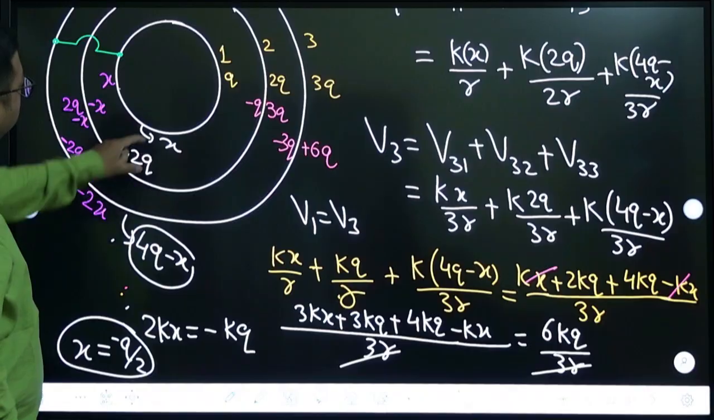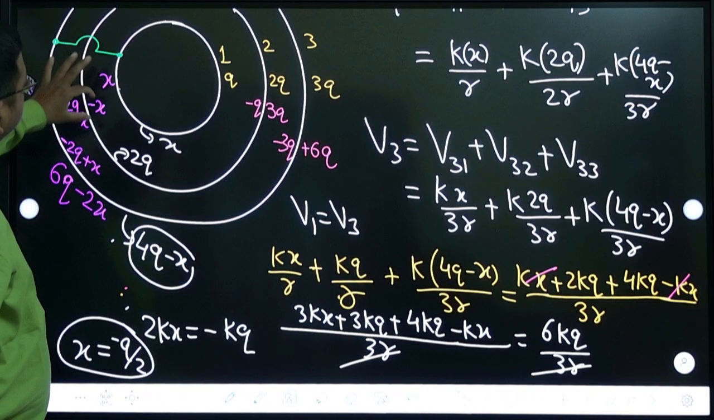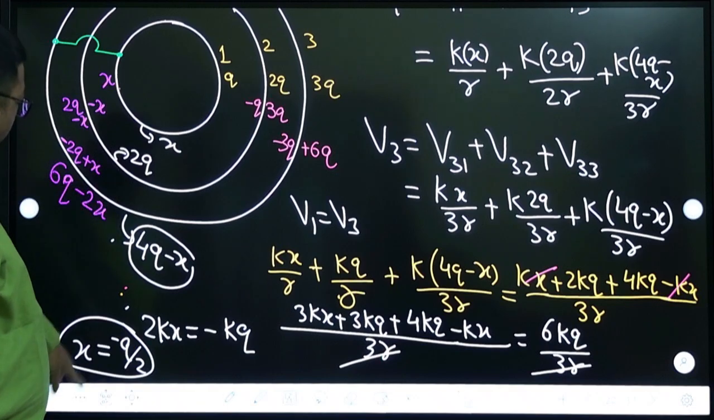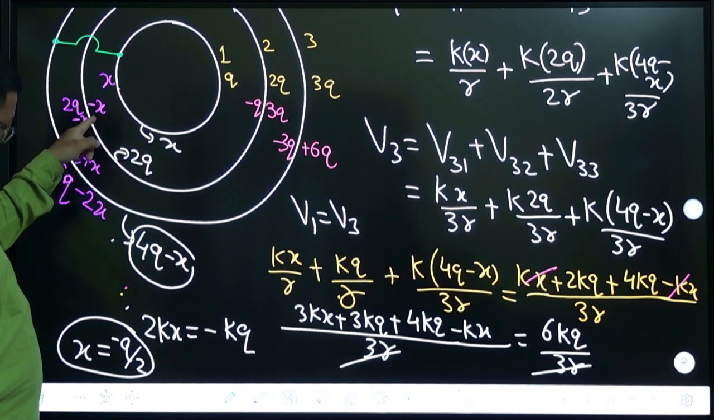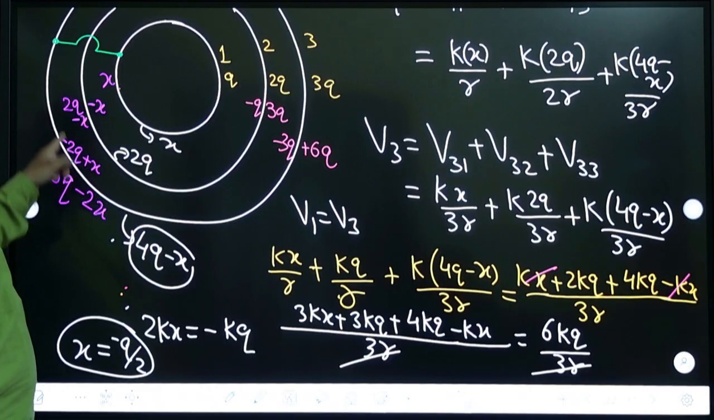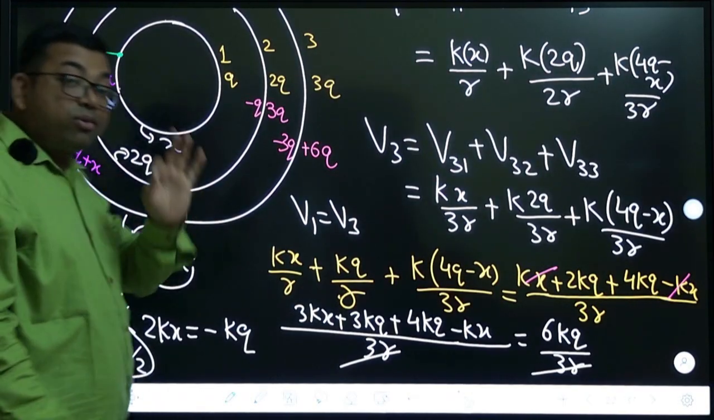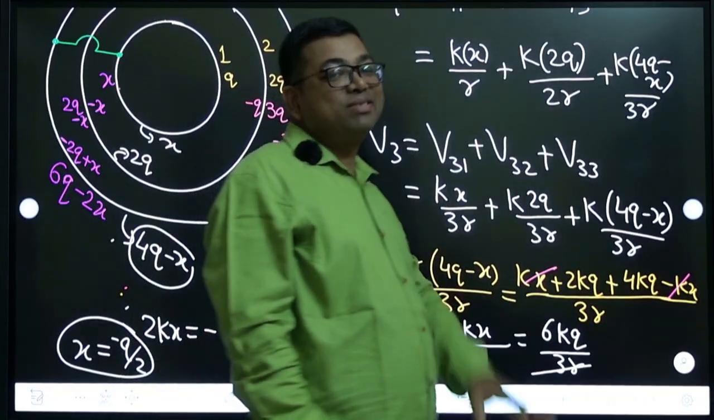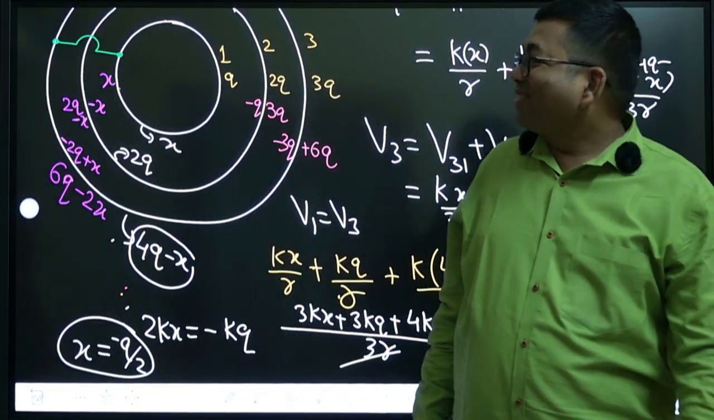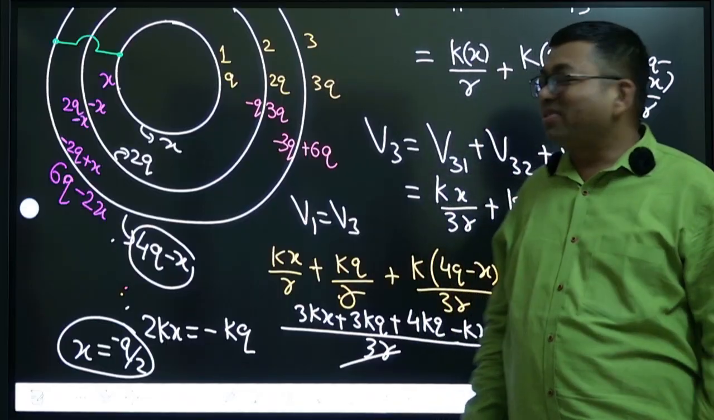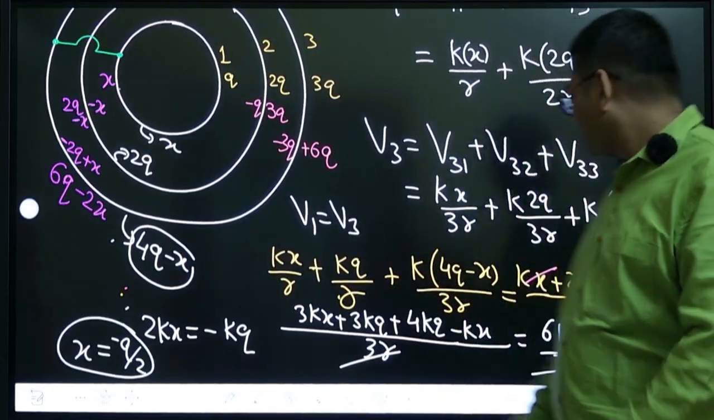So now you can substitute the values here. What is the x here? The x value is minus q by 2. Here it will be minus x, which is plus q by 2. Like that you can calculate the charge distribution on each sphere. So this is a good example, right? Let us move to the next.